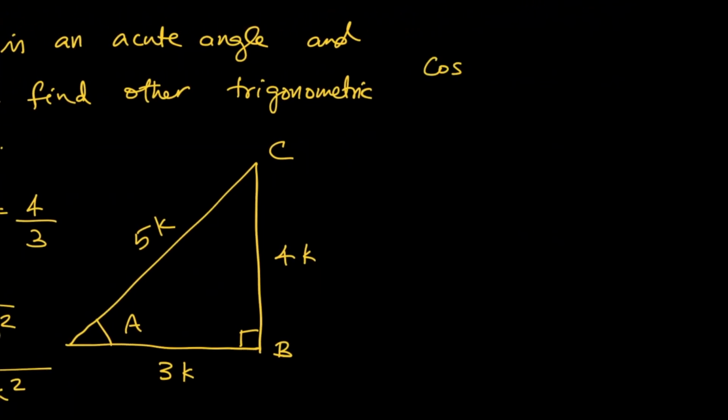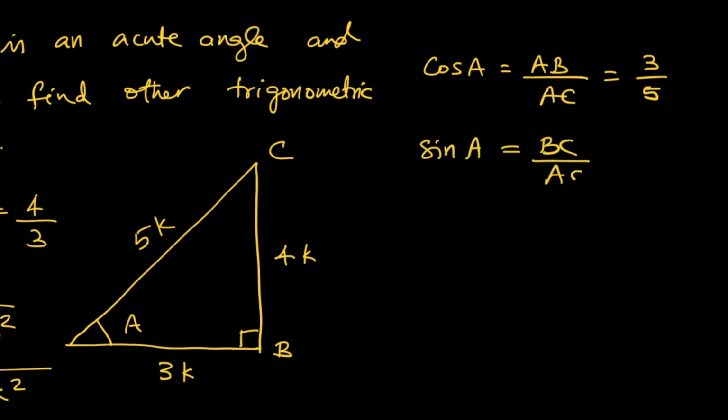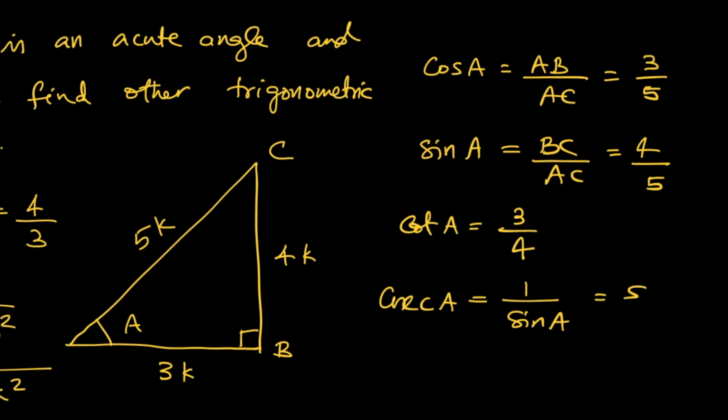So we have cos A, and cos A is going to be adjacent side divided by hypotenuse. So that will be 3 by 5. Your sin A will be opposite side divided by hypotenuse. That is going to be 4 by 5. Cot A is going to be the reciprocal of tan, which is 3 by 4. Cosec A will be the reciprocal of sin, so this is going to be 5 by 4. Sec A is going to be the reciprocal of cos, which is going to be 5 by 3.